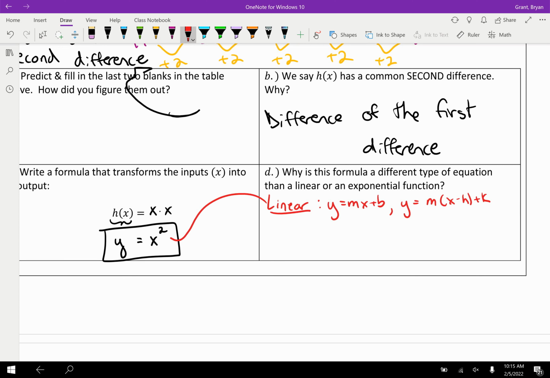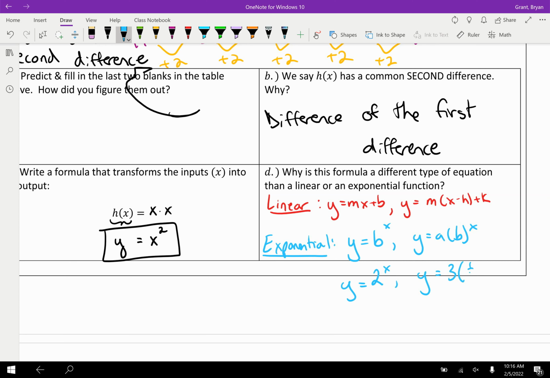Notice that these are clearly not this formula because this formula has a square attached to an x, and none of these have a square. But then you might say, well, we used exponents in our exponential section, so it's not an example of an exponential. Well, some exponentials we saw were y equals b to the x, or y equals a times b to the x. Or with numbers, we saw 2 to the x, or maybe 3 times 1/2 to the x. And so they do have exponents. But why are they different than this?